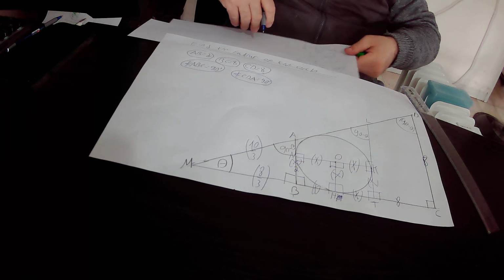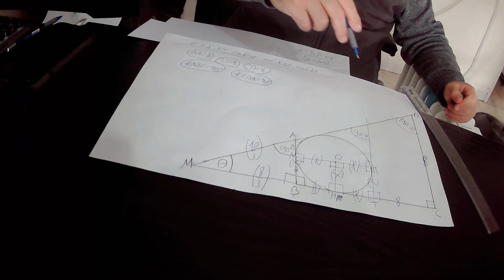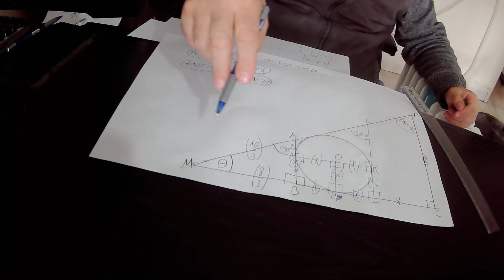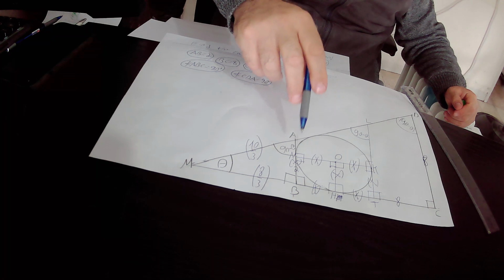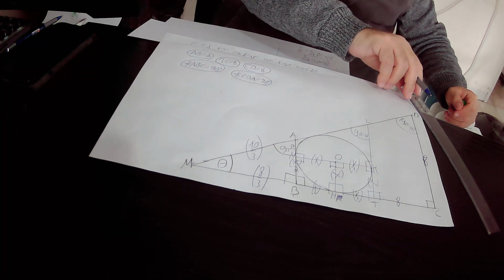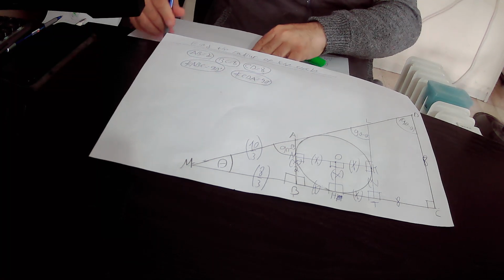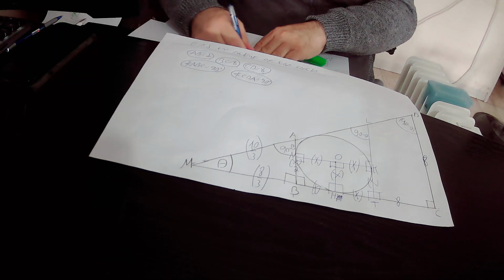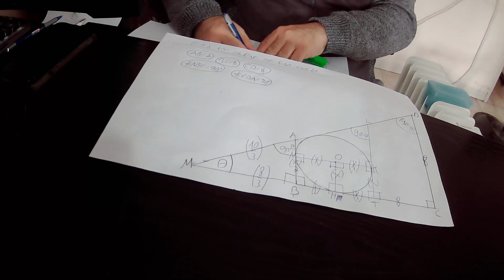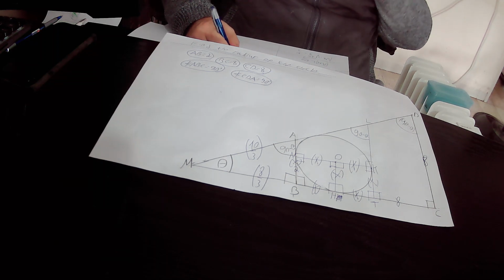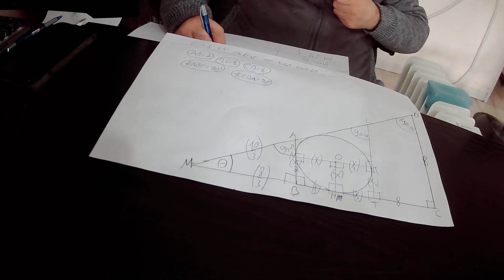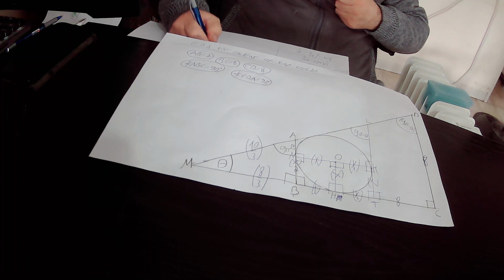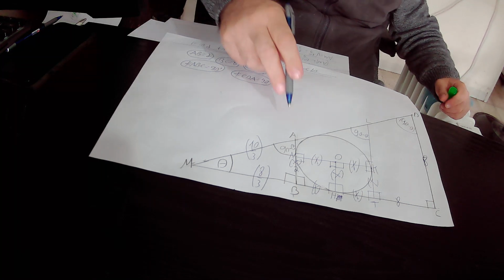In the next step, we'll prove that the right big triangle LTM is similar to the right small triangle MBA. So I'll write it down. We'll prove that the right big triangle LTM is similar to the right small triangle, triangle MBA.